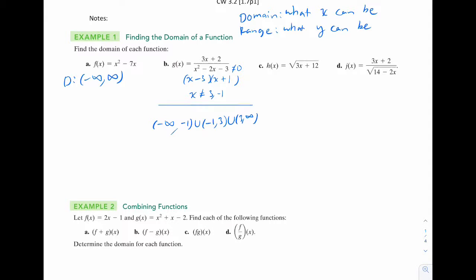If you're having trouble with that, just visualize a number line, negative 1 and 3, and imagine you should shade everywhere around these numbers right there.